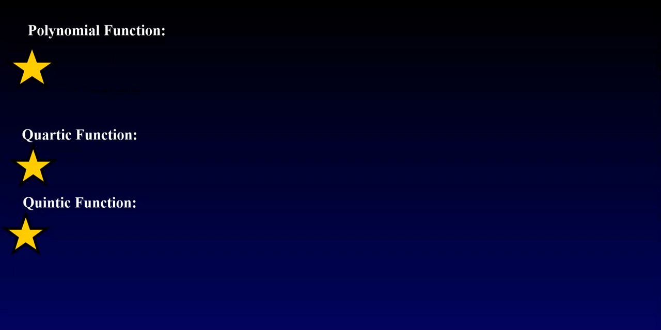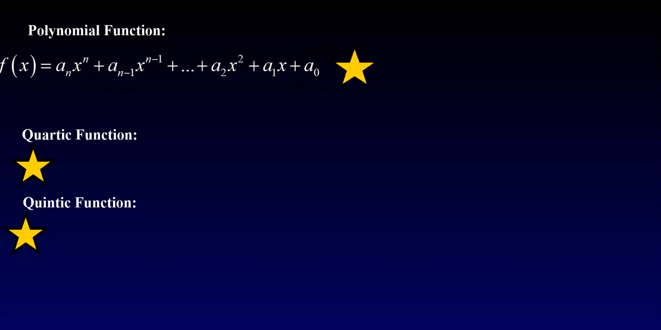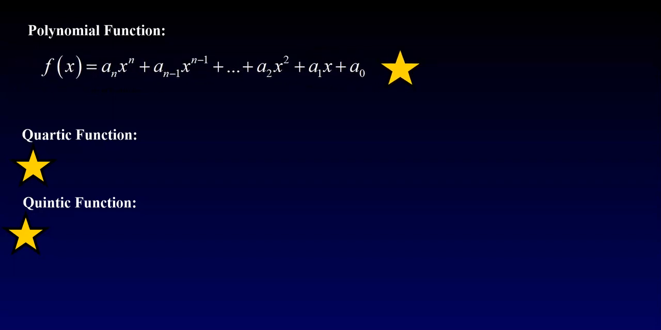Some key terms. Polynomial function. A polynomial function is a sub n x to the nth, this is the general form, plus a sub n minus 1 x to the n minus 1, plus all the way down to a sub 2 x squared, a sub 1 x, and then a naught. A naught just means the constant term. All the a's are just coefficients, and then x can be up to as high a power as we want.